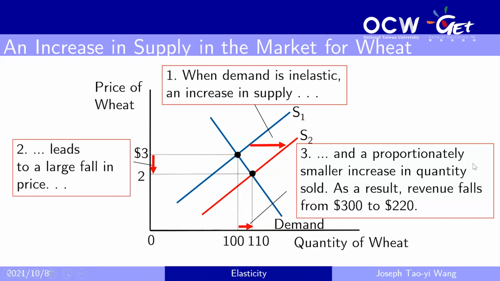But now it's $2 times 110, so it's only 220. Total revenue is going to go down.